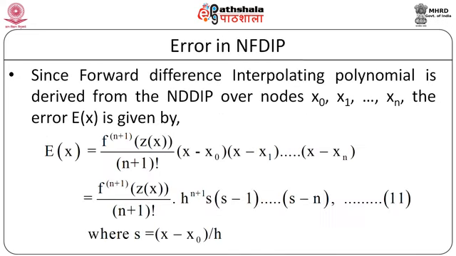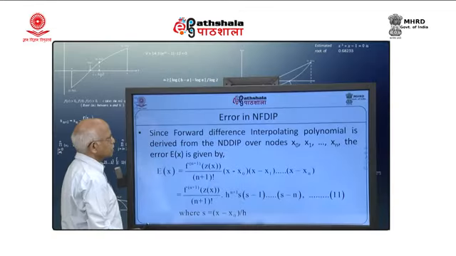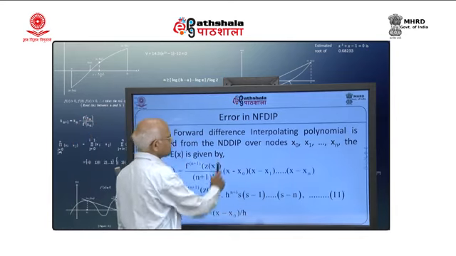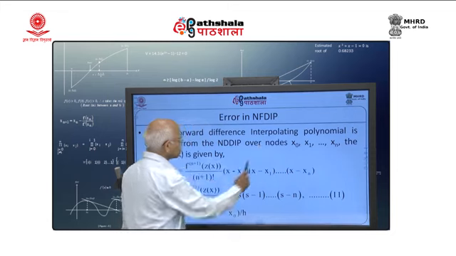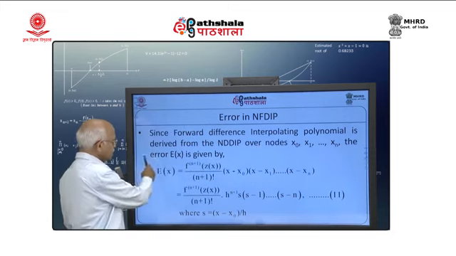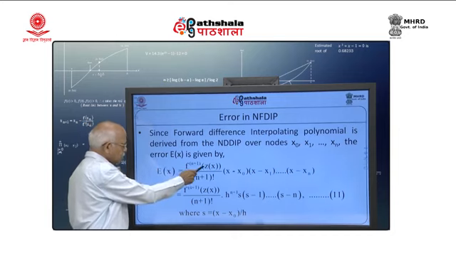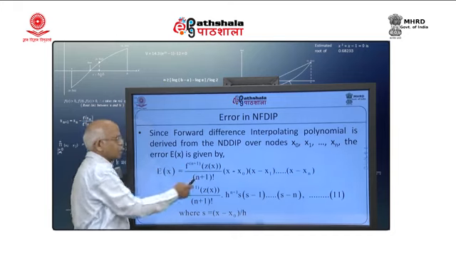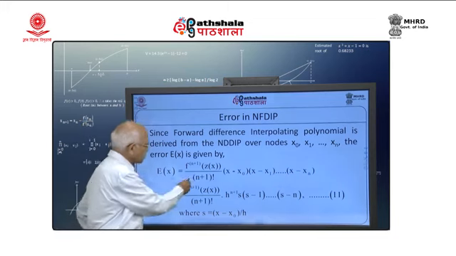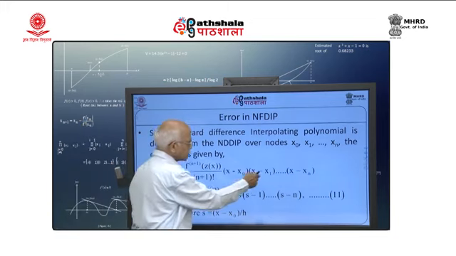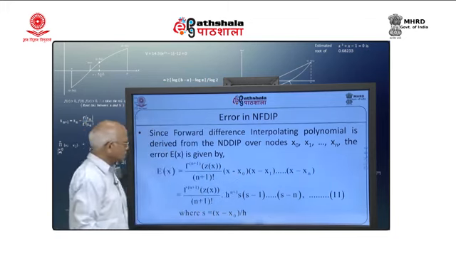Now you remember that this is what we had done. Since the forward difference interpolating polynomial is derived from Newton's divided difference interpolating polynomial over the nodes, the error E x is given by E x equal to f n plus 1 of z x, where z x is some point in the open interval a b, divided by n plus 1 factorial, into x minus x 0, x minus x 1, up to x minus x n.